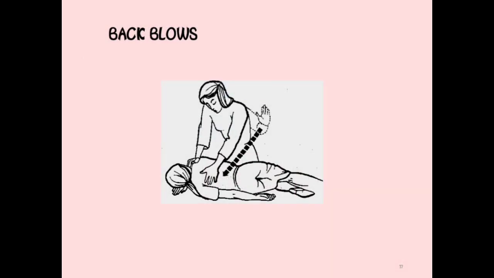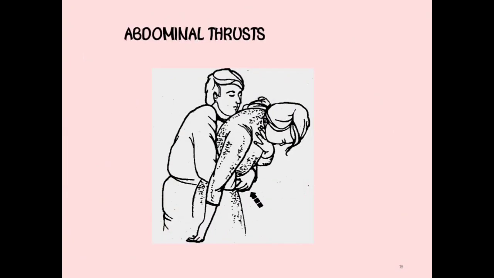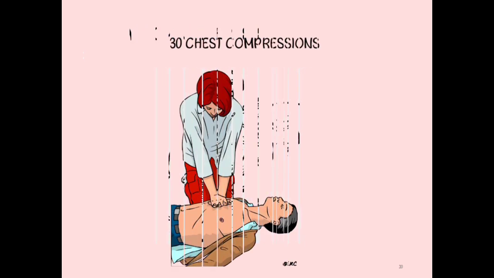Now back blows. The procedure that we perform on the patient depends upon the size of the obstruction. For example, if a small object has obstructed the airway, we perform back blows. If a larger object has obstructed the airway, then we perform abdominal thrusts, which are also known as the Heimlich maneuver.